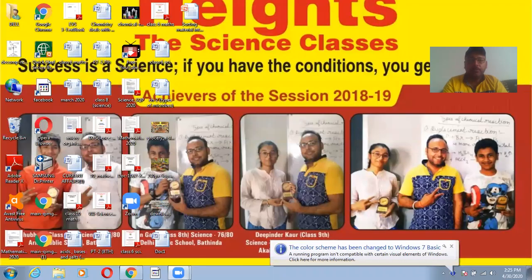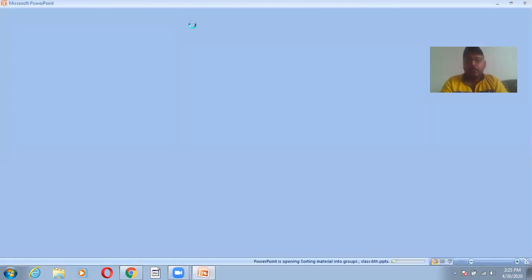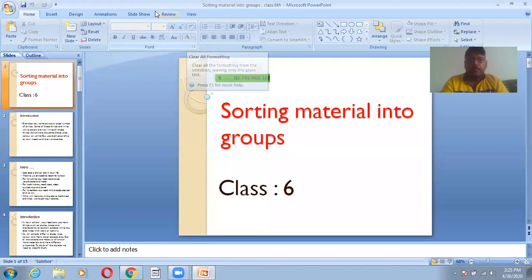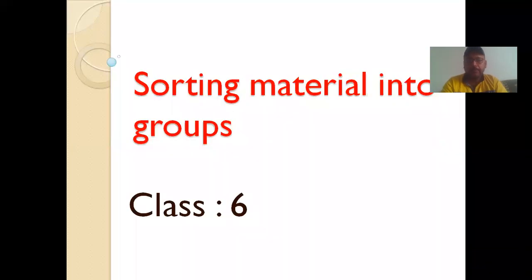Hello children, today I am here with you all to share chapter number 4, that is sorting material into groups. So in sorting material into groups, we will discuss the different kinds of material and objects which are made up of different kinds of material or the same kind of material.